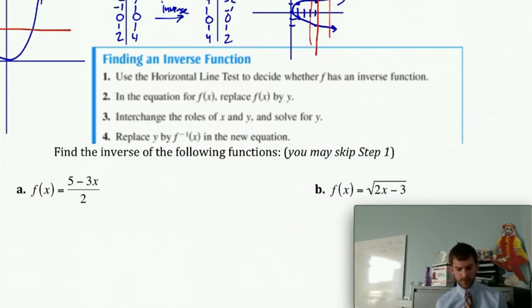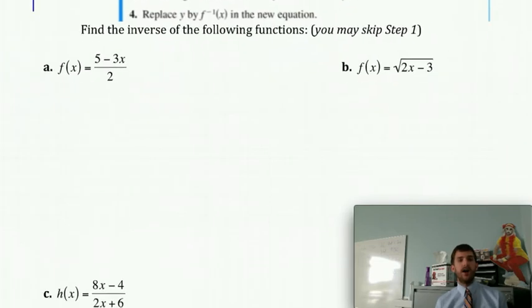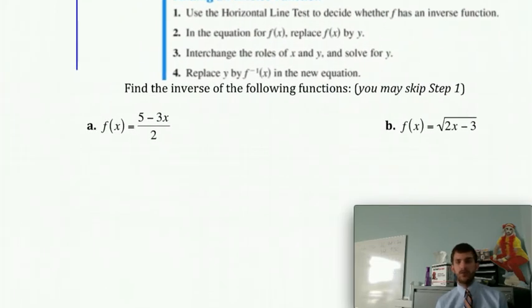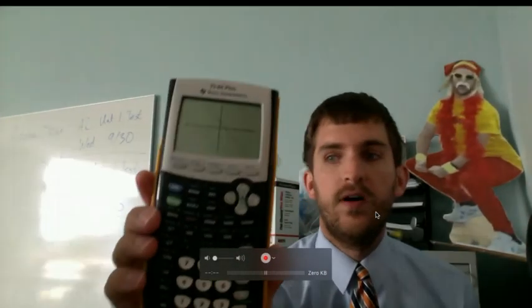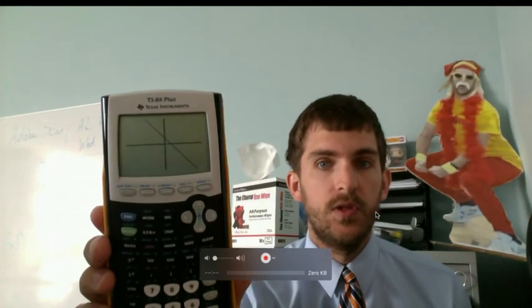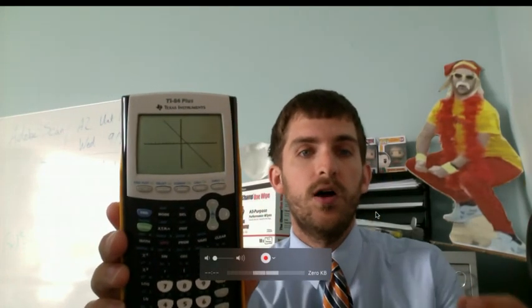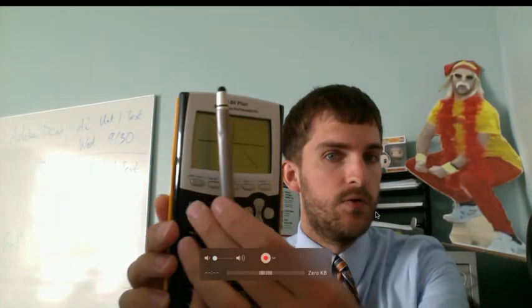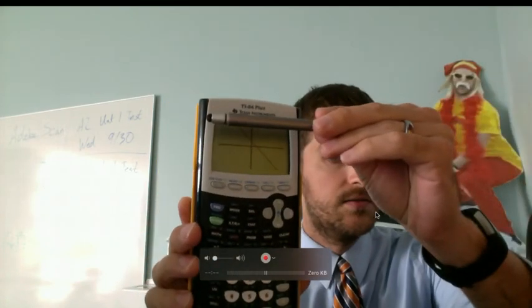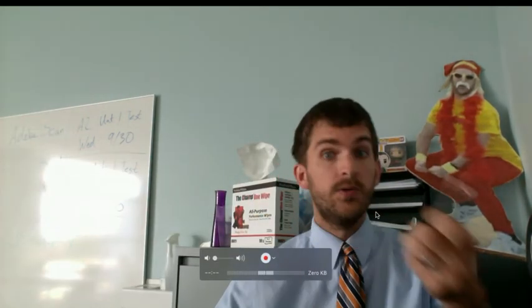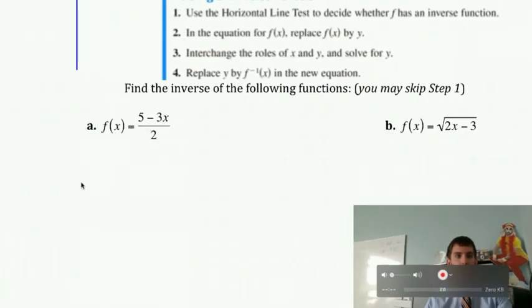So for letter A, it says 5 minus 3x over 2. I'm going to keep the directions there. So the first thing, I'm going to just graph this, and I would encourage you to graph this on a graphing calculator or on Desmos or what have you. I'm just going to zoom in on the picture here so you can see it a little bit easier. So here is the graph of 5 minus 3x over 2. Looks a little something like this. So if we draw vertical lines, obviously it passes the vertical line test over and over and over. If we draw horizontal lines, it passes the horizontal line test as well. So its inverse is a function. So now it's passed part 1. Let's move on to part 2.